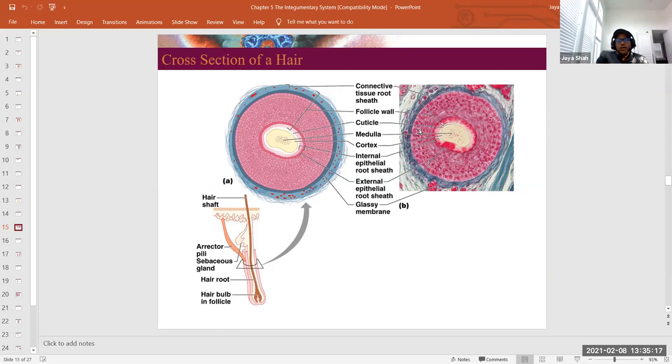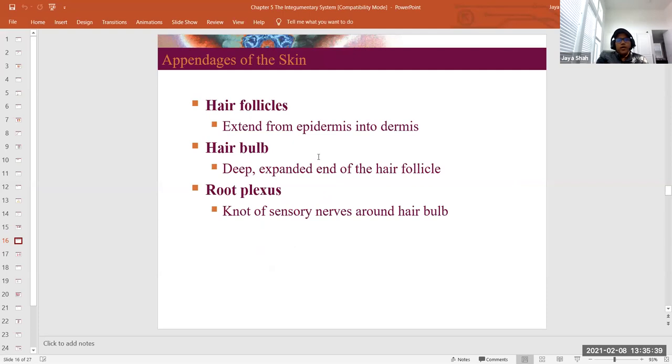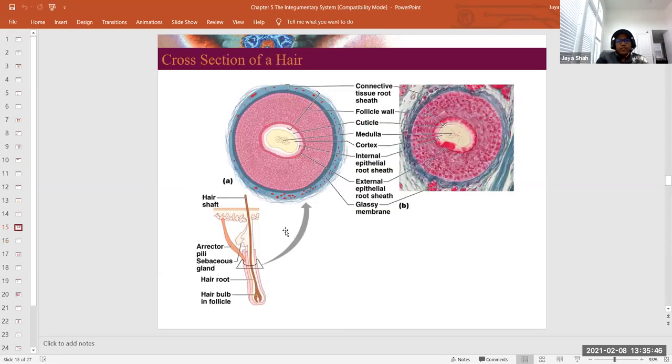Okay? For exam purposes, you are not responsible for all of these, but I just want you to know how this material looks in the hair if you cut the hair. Only the central parts come outside the skin in the shaft, okay? Hair follicles extend from the epidermis into the dermis, and there is a bulb of the hair at the bottom. So if you go here, this is the bulb of the hair. And inside the bulb, you have the hair follicle.